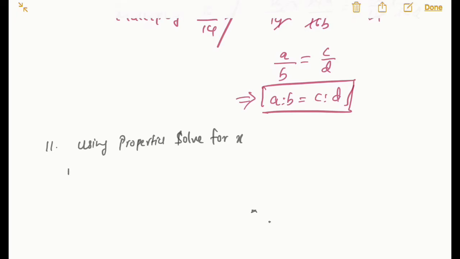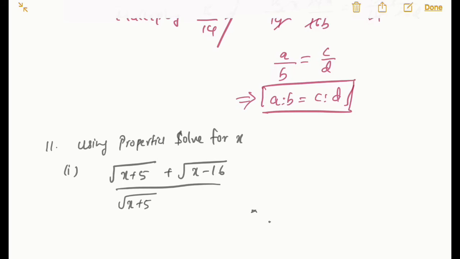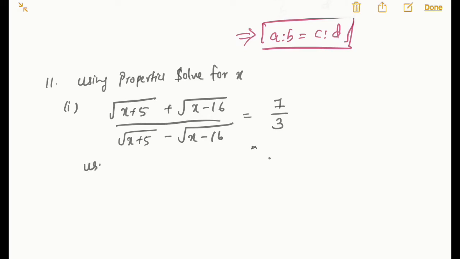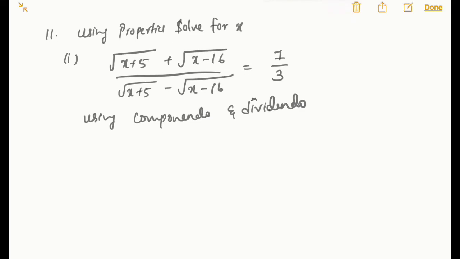Okay. So our first sub question is (root of x + 5 plus root of x - 16) by (root of x + 5 minus root of x - 16) equals 7 by 3. Okay. So how do we use componendo? You have to use the properties here, right? So here the same way we can use componendo and dividendo. Only then it will be applicable to both the numerator and denominator, right?